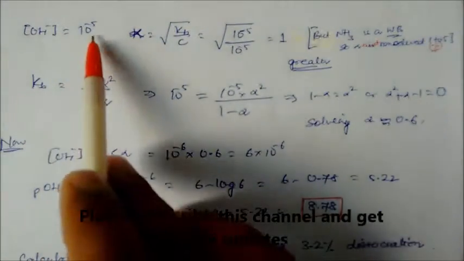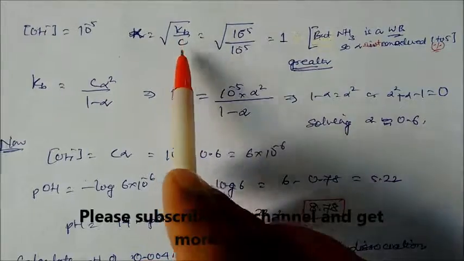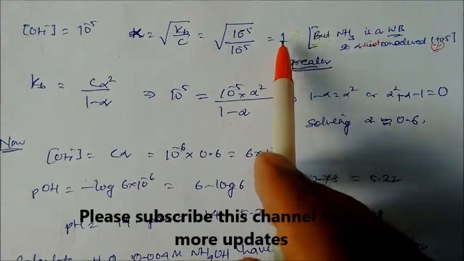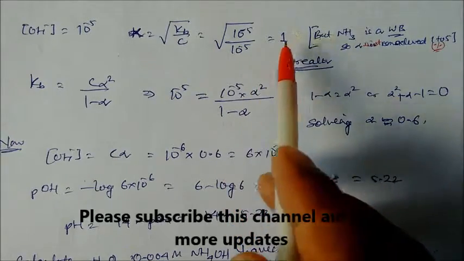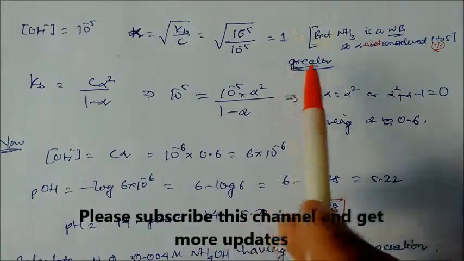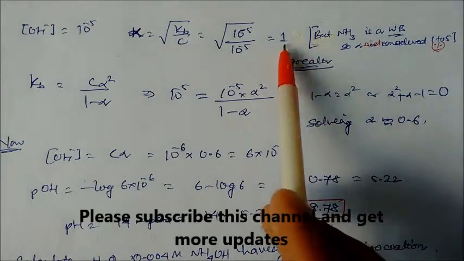the value is 10 power minus 5. Alpha will be the square root of Kb upon C. Substituting the value, both are equal, so it will give you 1. So alpha is in the range of 1 to 5. If alpha is in this range, then alpha cannot be ignored. In this case we have to consider alpha also.